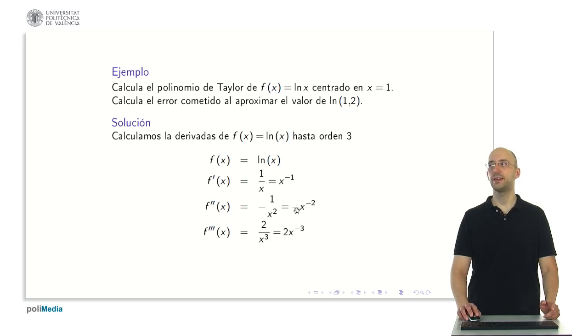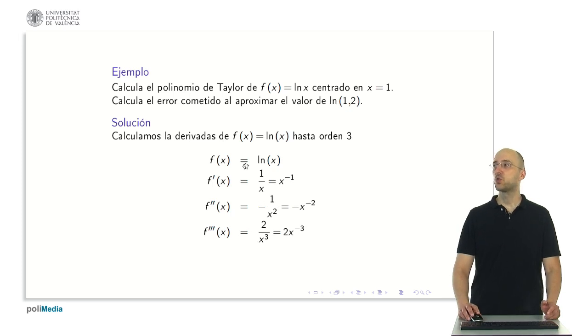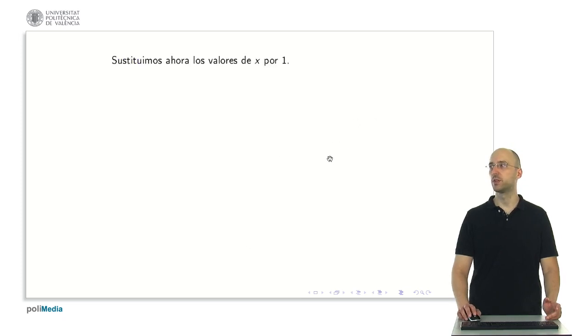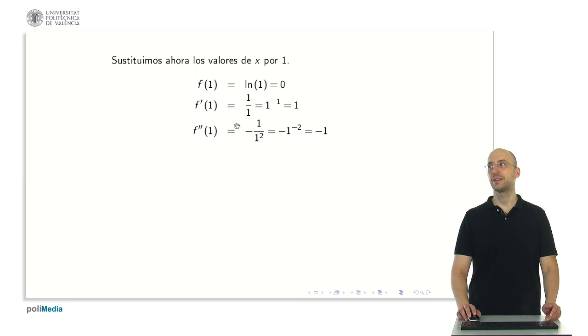For the third derivative, we apply a similar process. The minus 2 comes down, giving us minus 2 times minus 1, which is 2. And after subtracting 1 from the exponent, we get 2 over x cubed. What's the next step? We'll substitute each of these x with 1, the value at which we're centering our polynomial. So here's what we get. The function evaluated at 1 equals the natural logarithm of 1, which equals 0. The first derivative, upon substitution, is 1. For the second derivative, when we plug in x equals 1, we end up with minus 1. And lastly, for the third derivative, substituting 1 gives us 2.